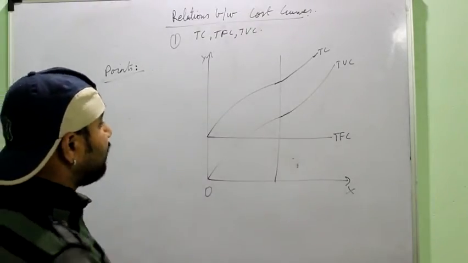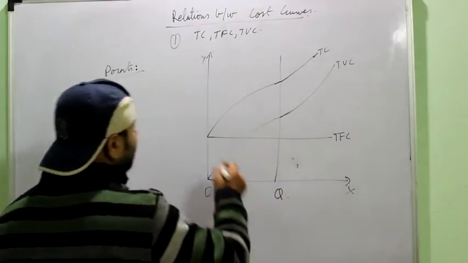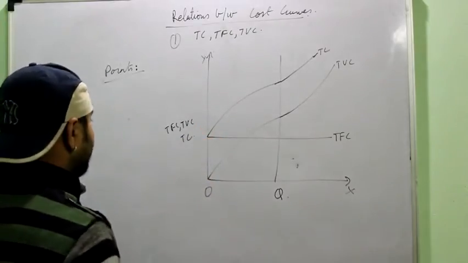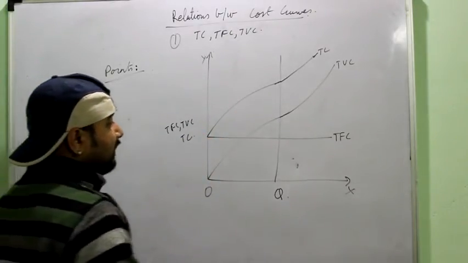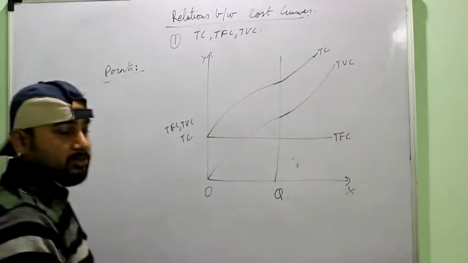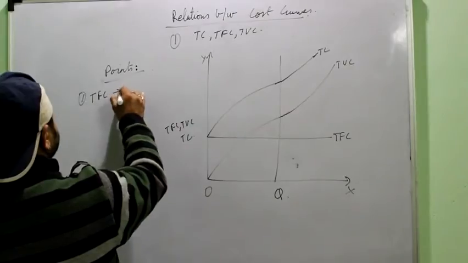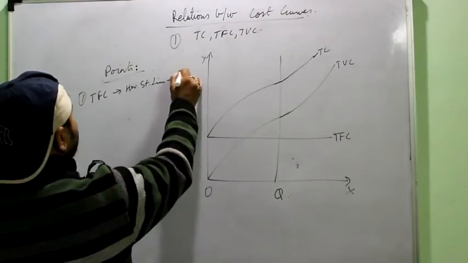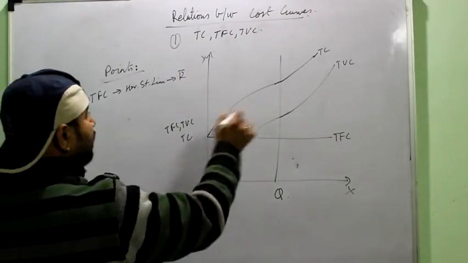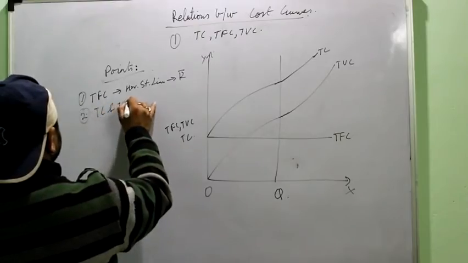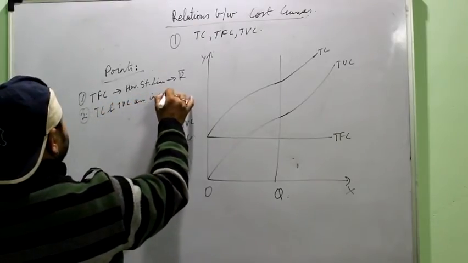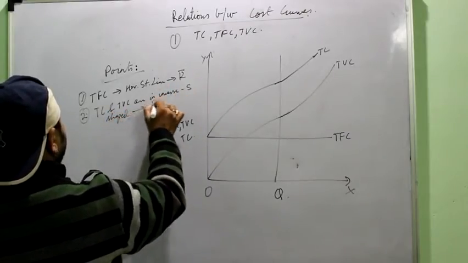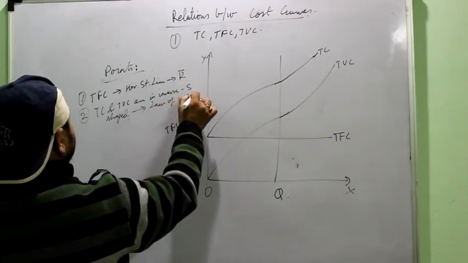After the diagram, the explanations are important, and obviously you should mention what you are showing on the axes. Here I have the output on the x-axis, and TFC, TVC and TC on the y-axis. The first point could be that the TFC curve is a horizontal straight line because it remains constant in the short run. Second, TC and TVC are inverse S-shaped due to the law of variable proportions.